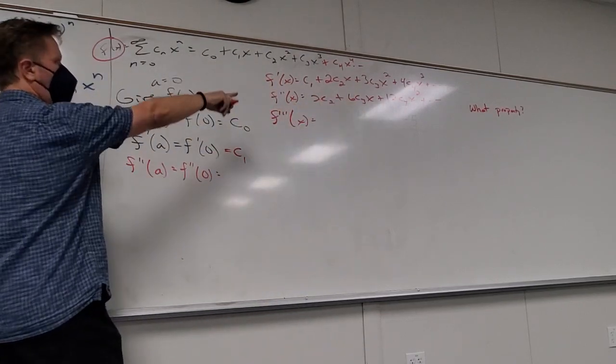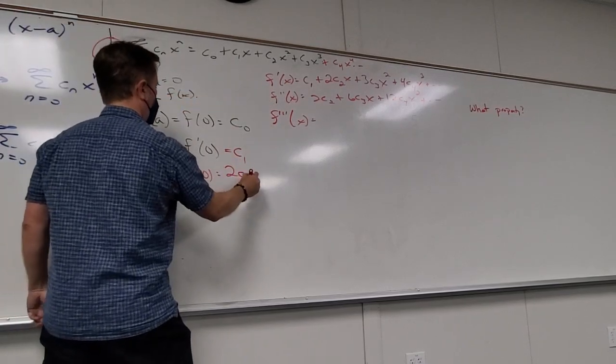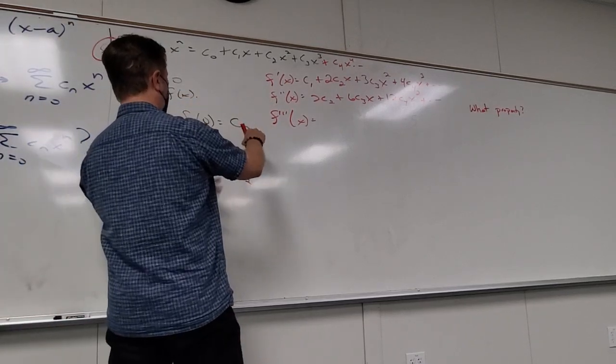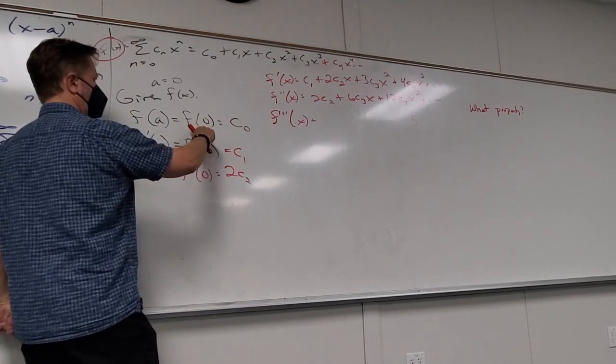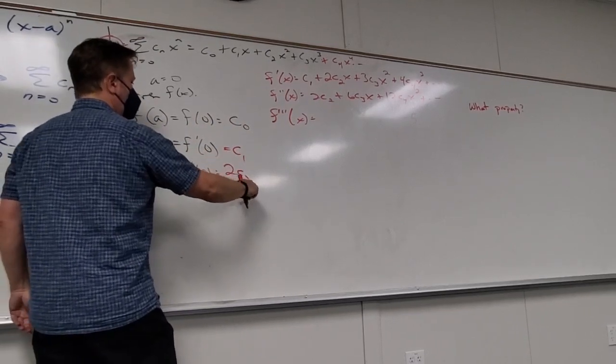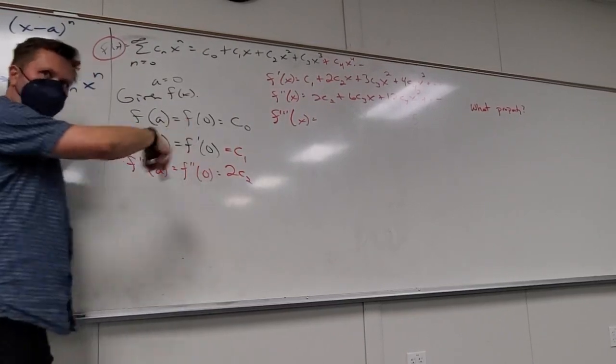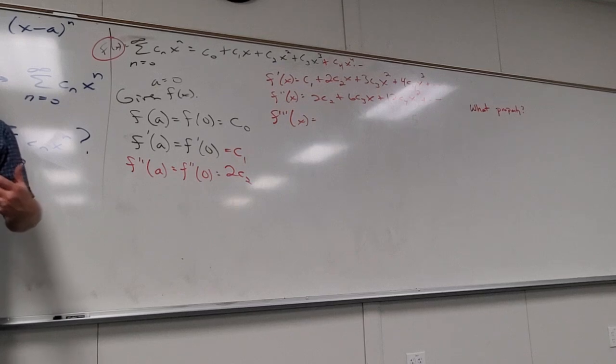So what's f double prime of 0? I think you already said it: 2 C2. So for example, C0 is f of 0. C1 is f prime of 0. C2 will be f double prime of 0 divided by 2. You can see I can solve for the C's.